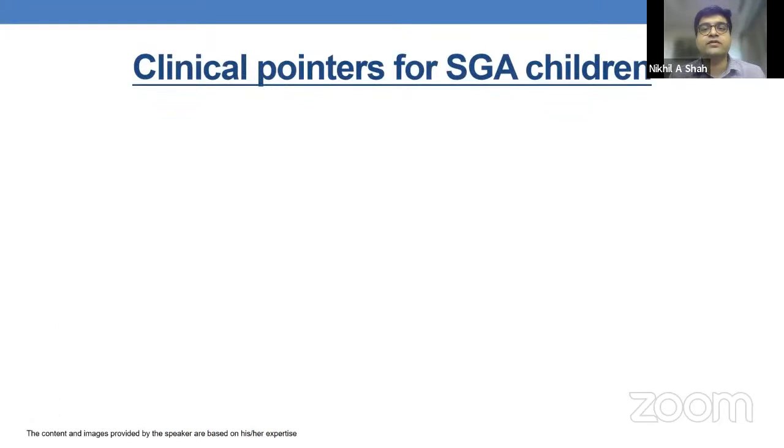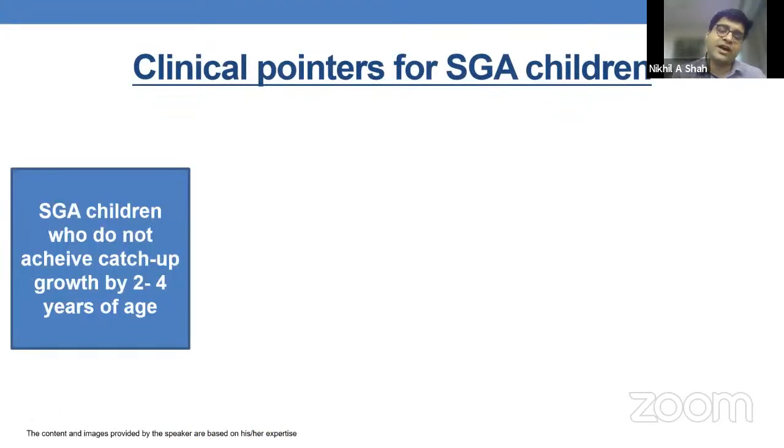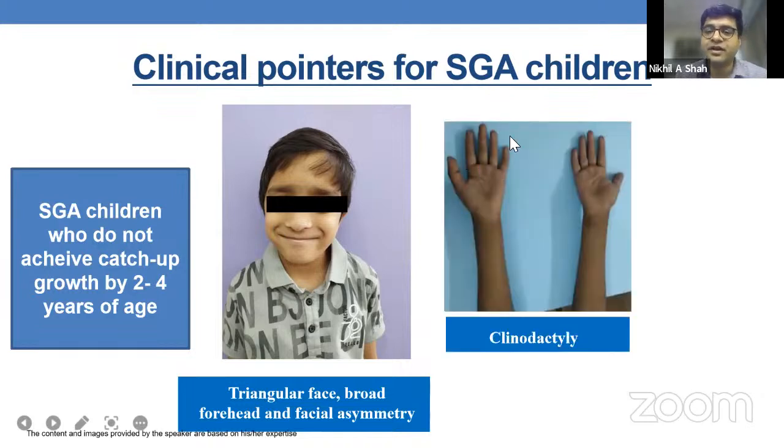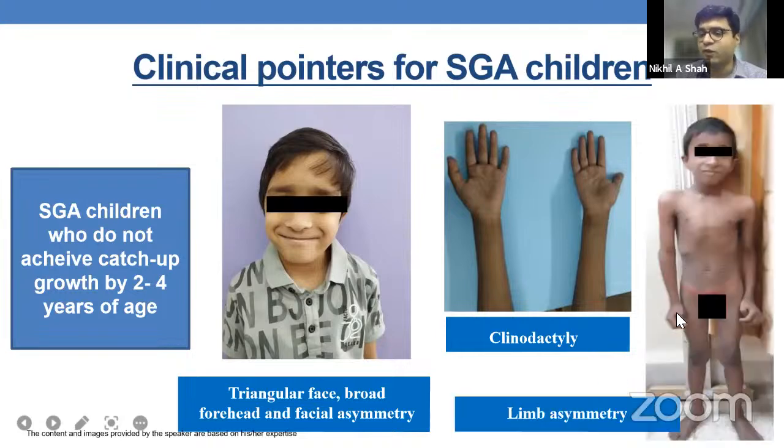Now, what are the clinical pointers for SGA children? First and foremost is anthropometry. As we've discussed, SGA children who do not achieve catch-up growth by 2 to 4 years of age. The other clinical pointers that we'll get is you will typically have a triangular face. They will have a broad forehead and there will be facial asymmetry. So you can see that this child is having kind of a triangular face. There's a broad forehead and there might be facial asymmetry. They might have clinodactyly and they might have limb asymmetry. So one limb is usually longer than the other limb. So these are the subtle pointers which will help us to identify SGA children.